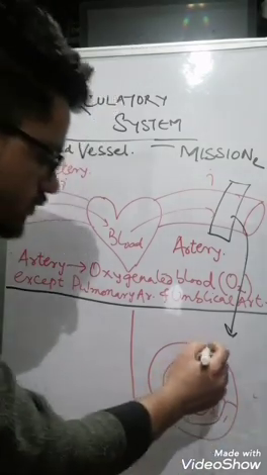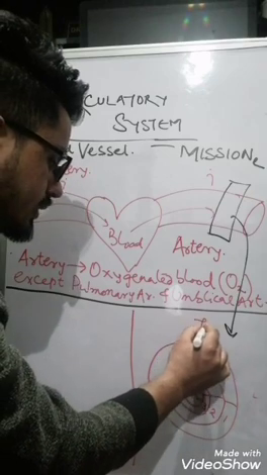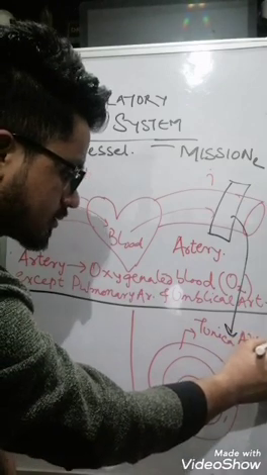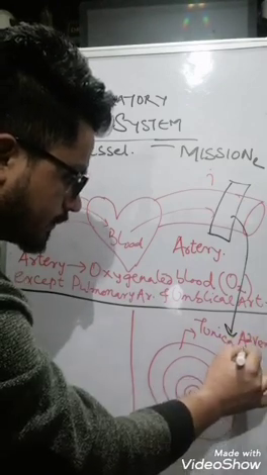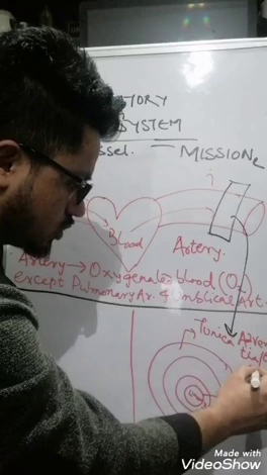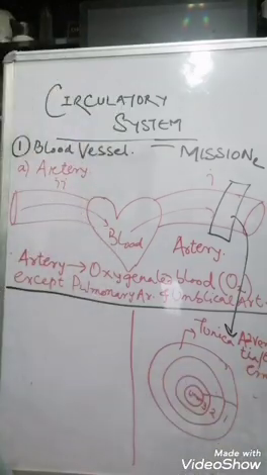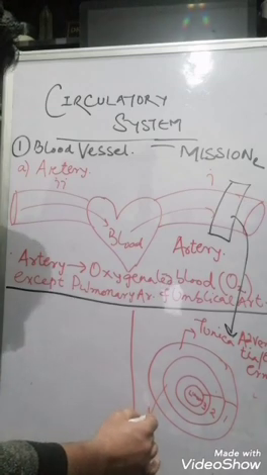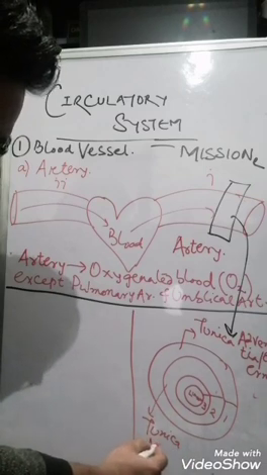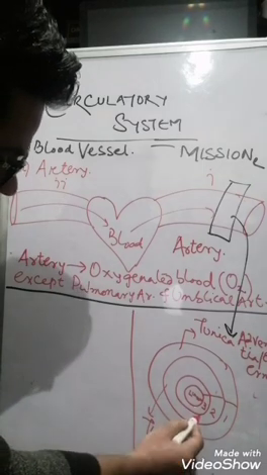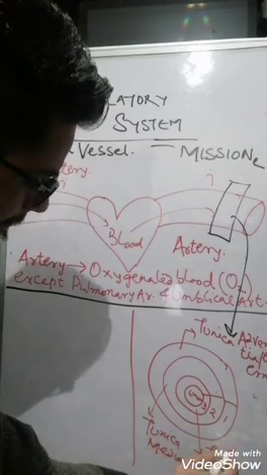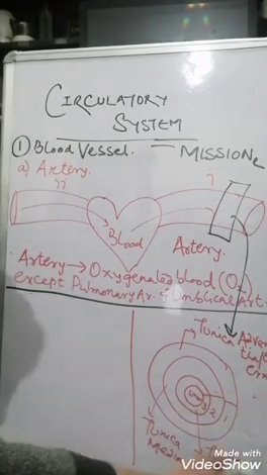This outer layer we call the tunica adventitia, or externa, tunica externa. This middle layer we call tunica media, and this innermost layer, the layer number 3, we call tunica intima.